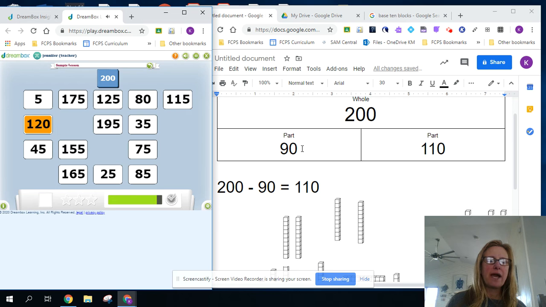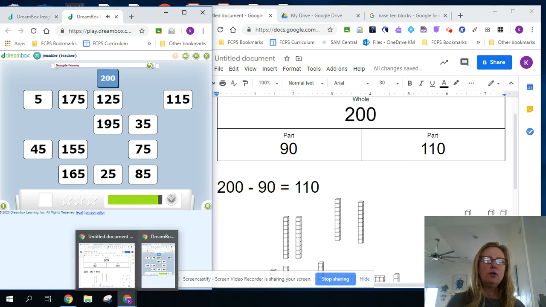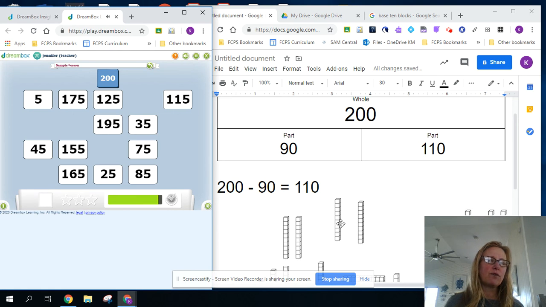That means this number had to change by 10. I added 10 here and got 120. So I'm going to take away 10. So 80 must be the match. You can use what you've already done over here to help find new answers or new pairs that make 200.